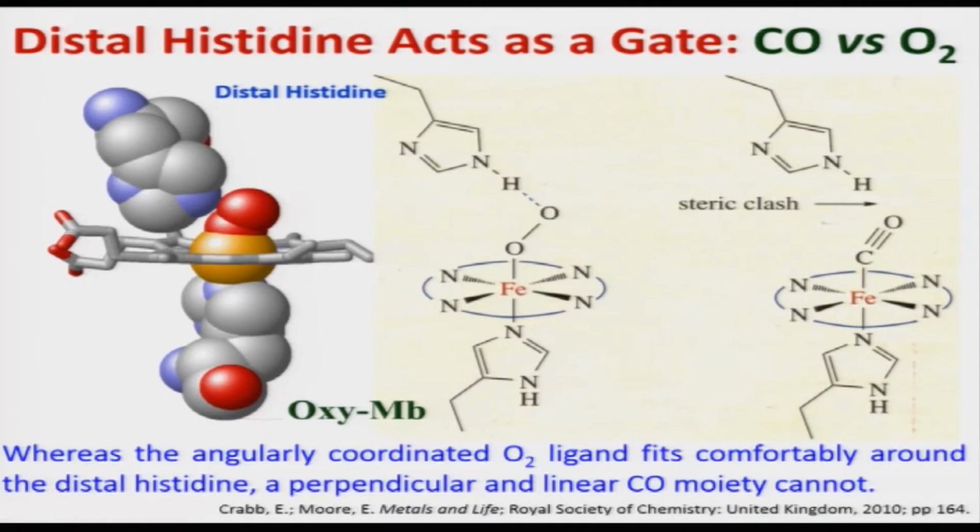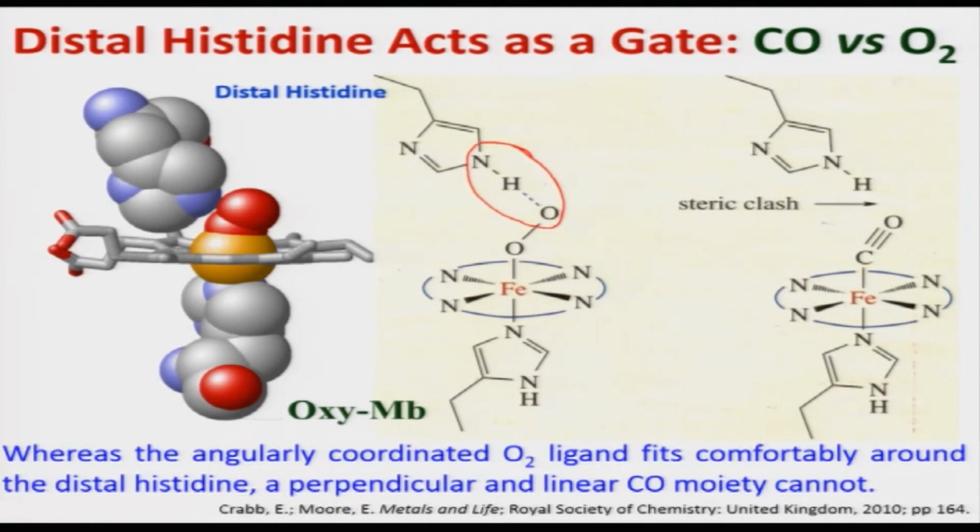This is the oxymyoglobin. As I have just said, the distal histidine also facilitates this angular binding of dioxygen by forming an N-H...O hydrogen bond, which further stabilizes this oxygen binding on this iron. In contrast, carbon monoxide, which is supposed to bind in a linear fashion, due to the steric crowding or steric hindrance from this distal histidine, is now forced to bind in an angular fashion.